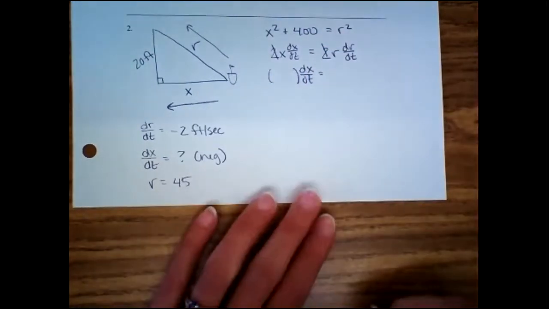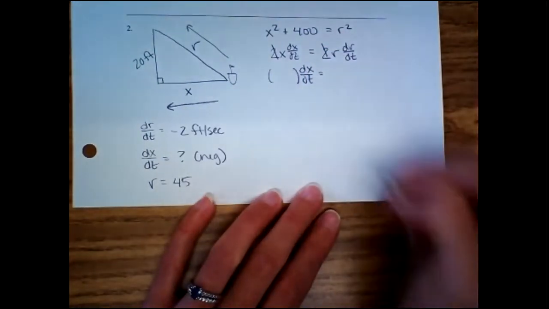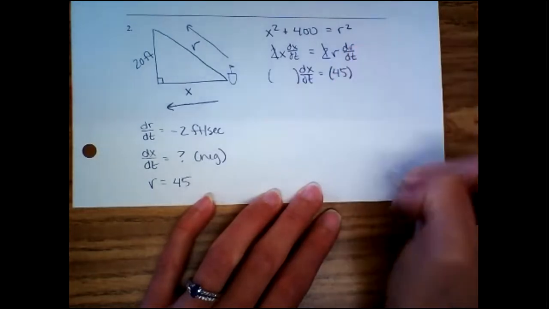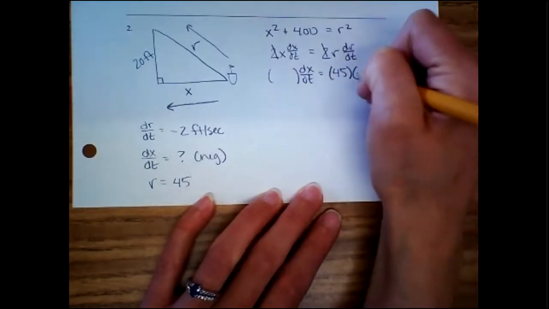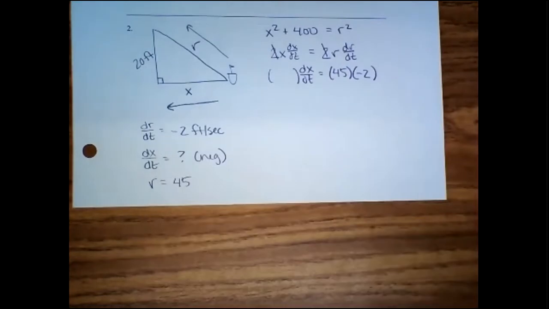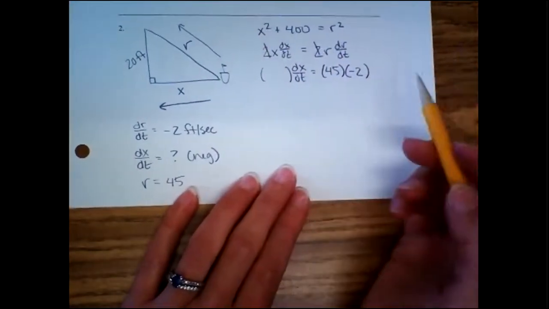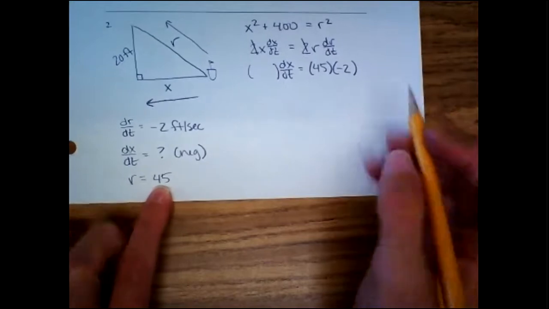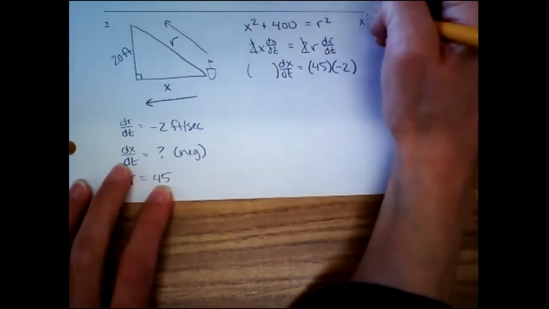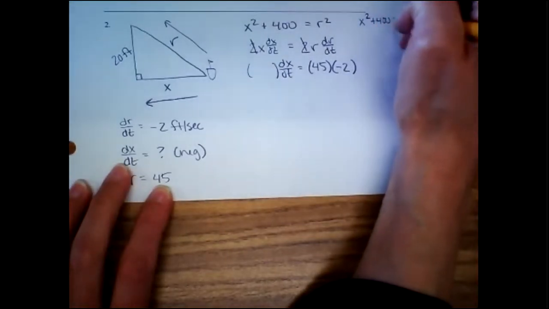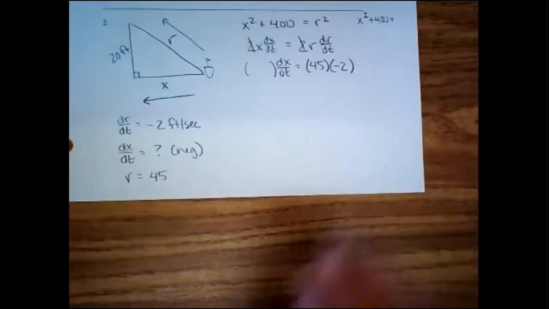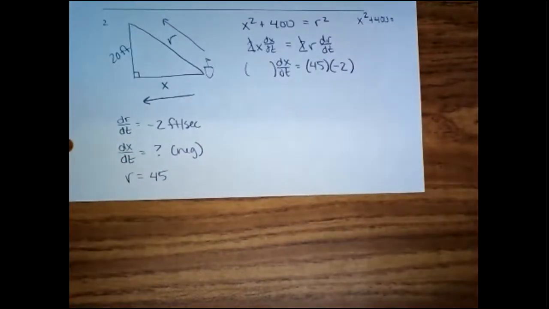What's r? 45. And dr dt is -2. If you're missing something, you go back to what? The original relationship right here, the first step, plug in what you have. We have that r is 45. So this side problem here, x squared plus 400 equals 45 squared.